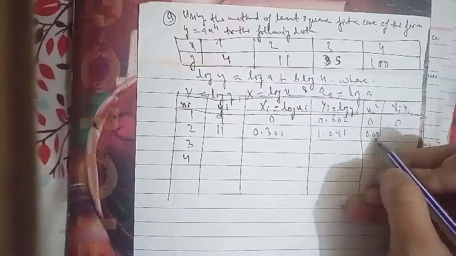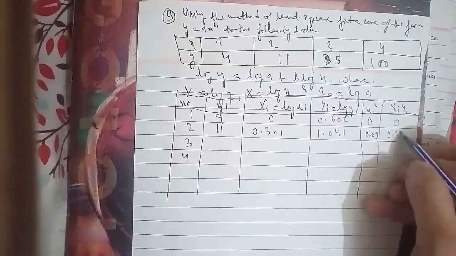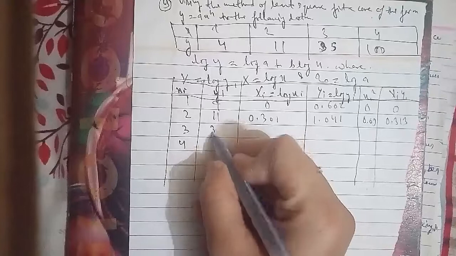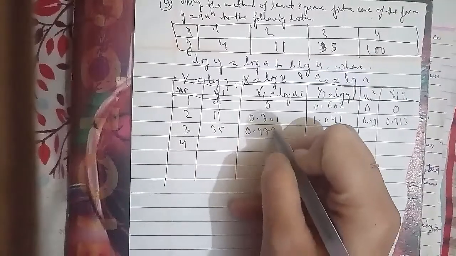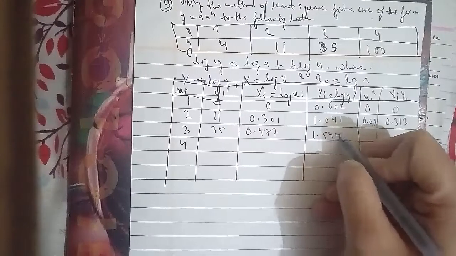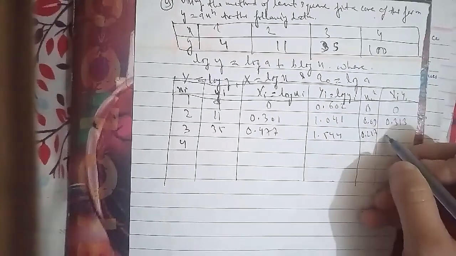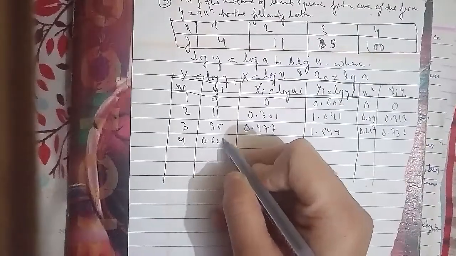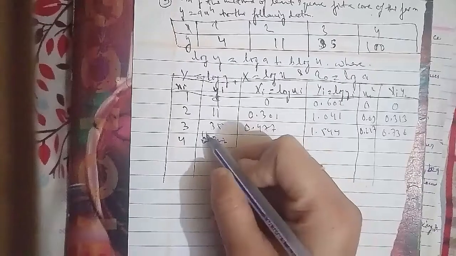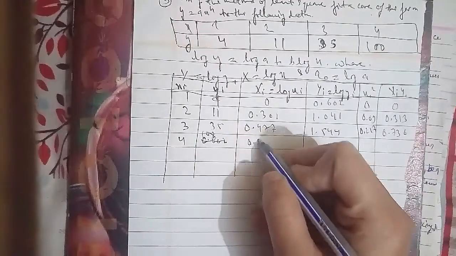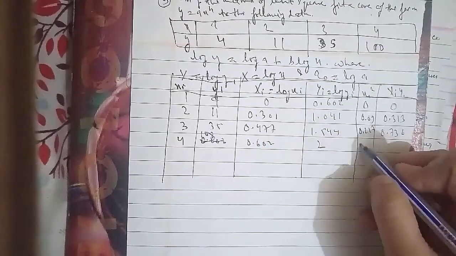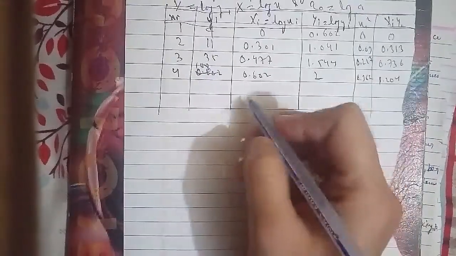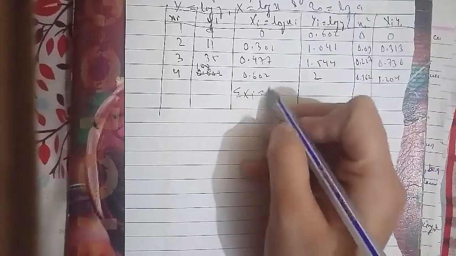Sigma Xi equals 1.38, sigma Yi equals 5.187, sigma Xi square equals 0.679, and sigma Xi Yi equals 2.253. Putting the values there: 5.187 equals 4a0 plus b into 1.38, and 2.253 equals a0 into 1.38 plus b into 0.679.